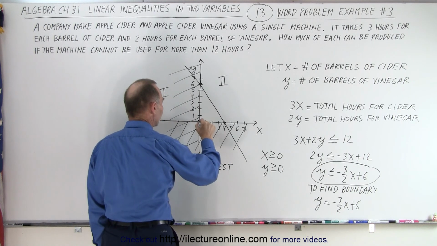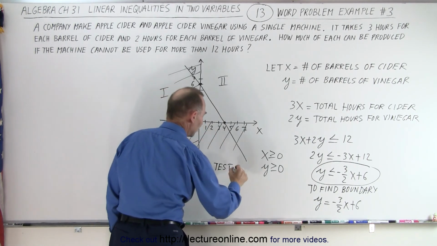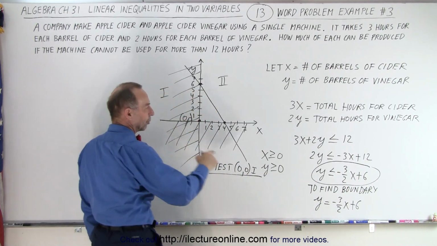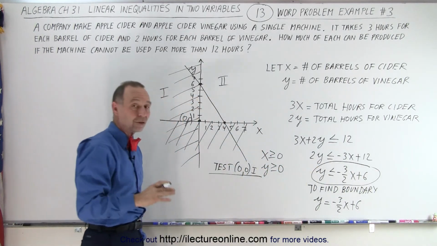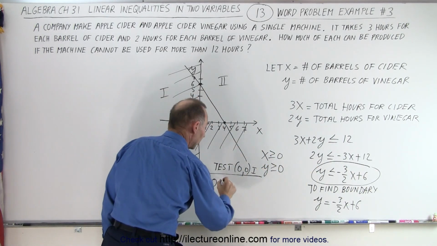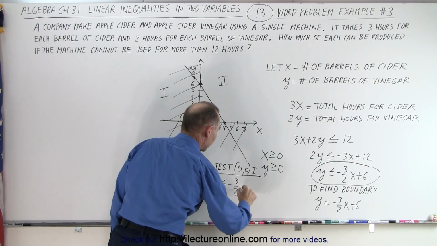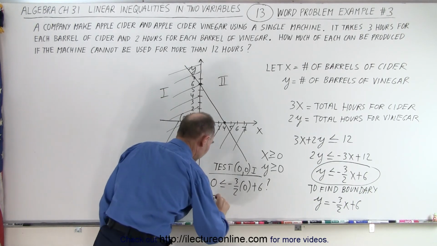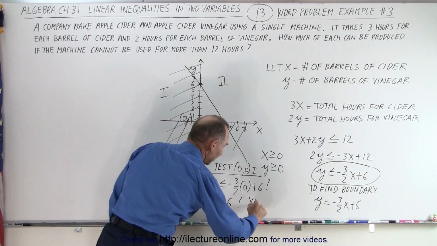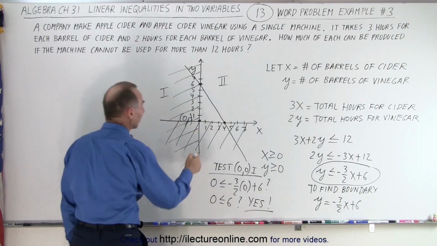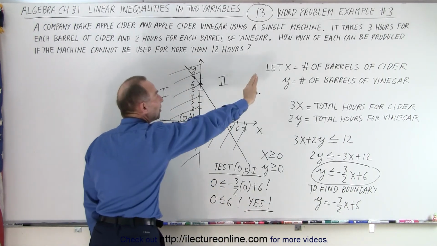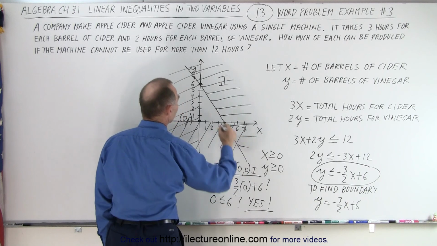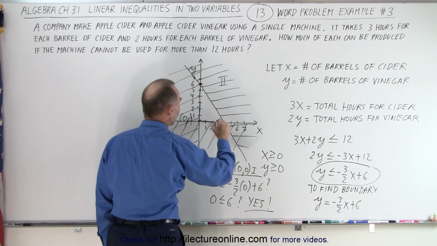So we're going to do a test case and pick the point 0, 0, and that's in region 1. We're going to plug in 0 and 0 for x and y in the inequality to see if that's a good statement. So is 0 less than or equal to minus 3 over 2 times 0 plus 6? Is that a valid statement? Is 0 less than or equal to 6? And the answer is yes. Which means that region 1 is a valid region and region 2 is not a valid region. All right, then we get rid of region 2. And notice the only region that's left is this region right here, which is valid.